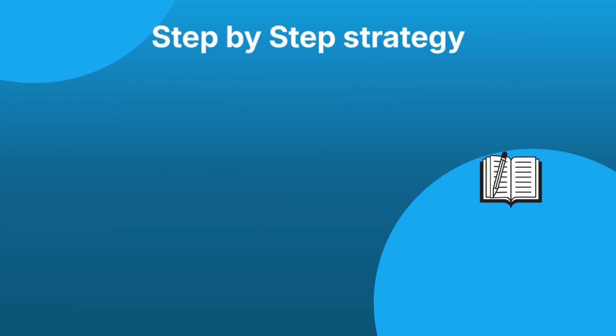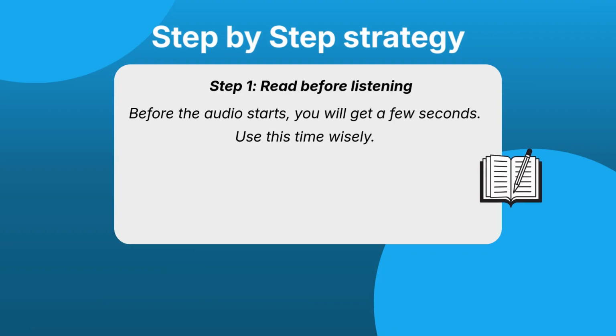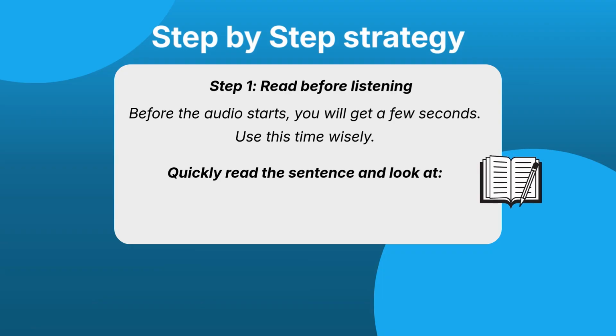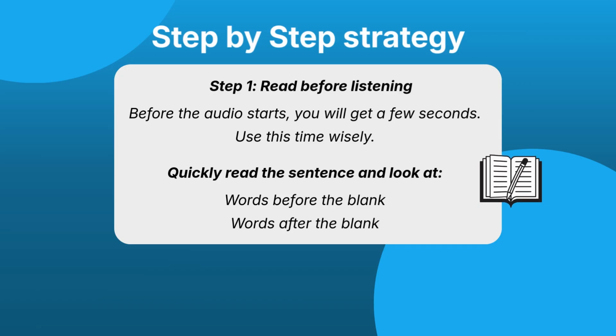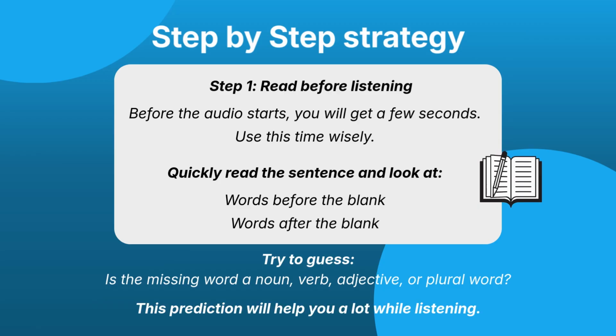Step-by-step strategy. Step 1. Read before listening. Before the audio starts, you will get a few seconds. Quickly read the sentence and look at words before the blank, words after the blank. Try to guess. Is the missing word a noun, verb, adjective, or plural word?